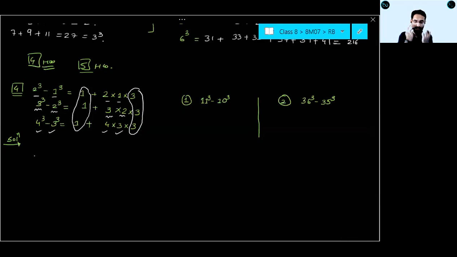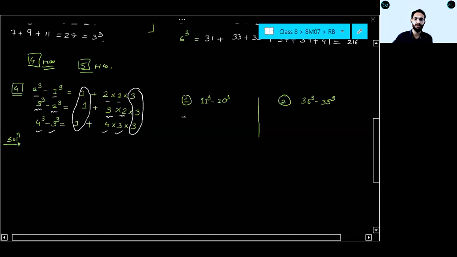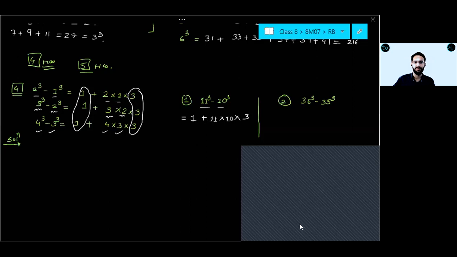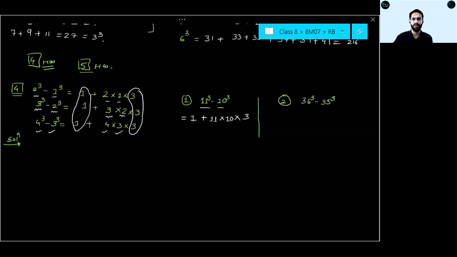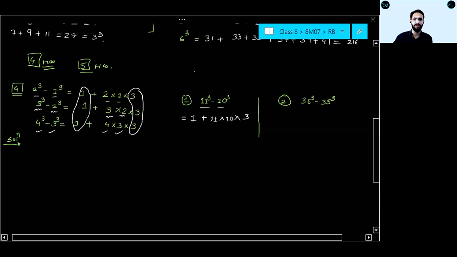Right. Students, this is easy. So 11 cube minus 10 cube is equal to, understand first, the 1 at the beginning is fixed, plus in the end the 3 is fixed. Here you are having 11 and 10, so you should write 11 and 10 into 3. Everyone getting my point? 1 plus 11 into 10 into 3. Please give me some response. Right. 1 plus 11 into 10 into 3.